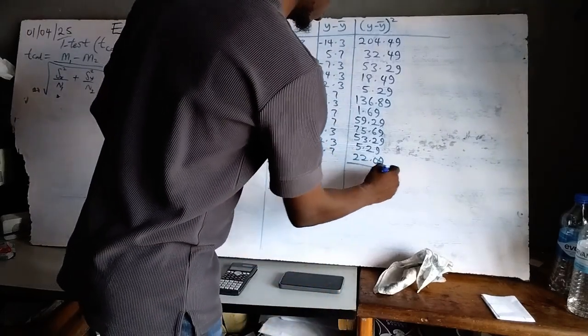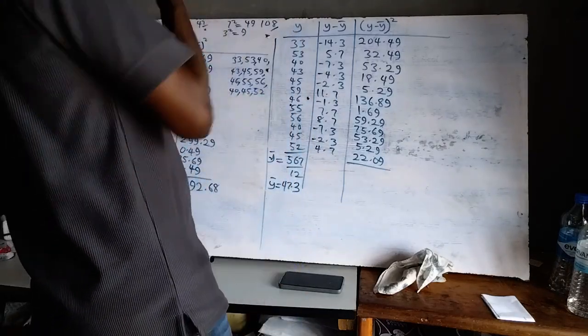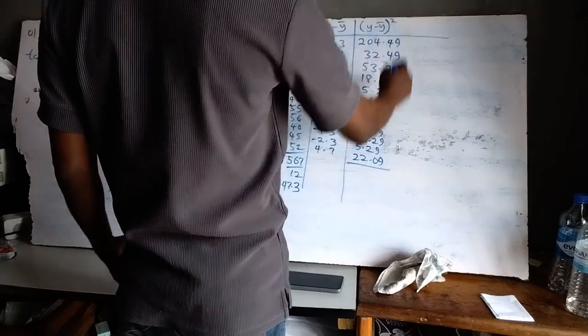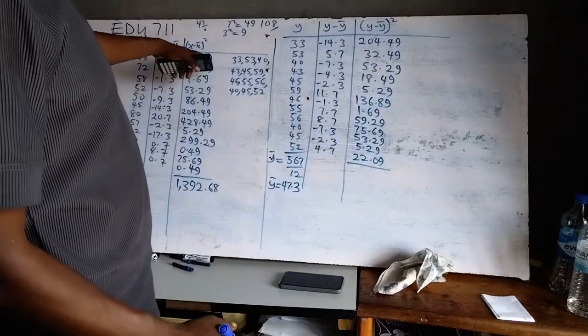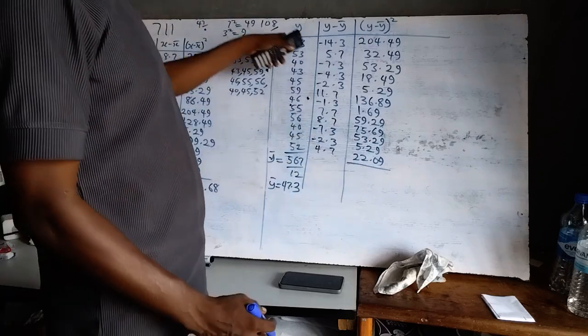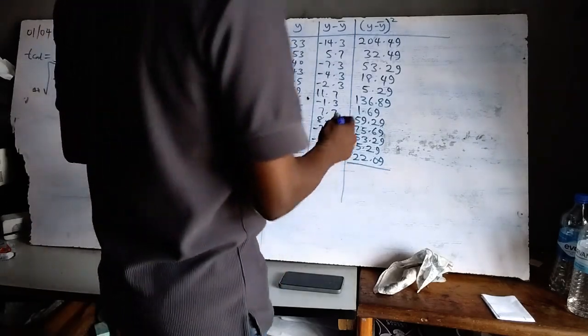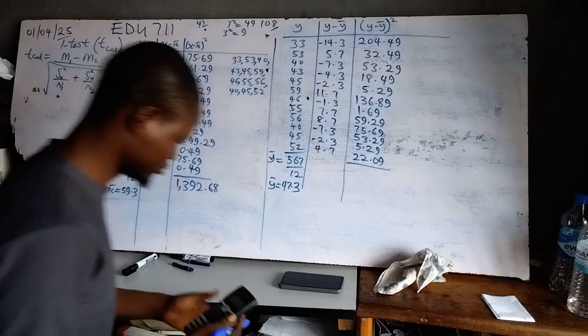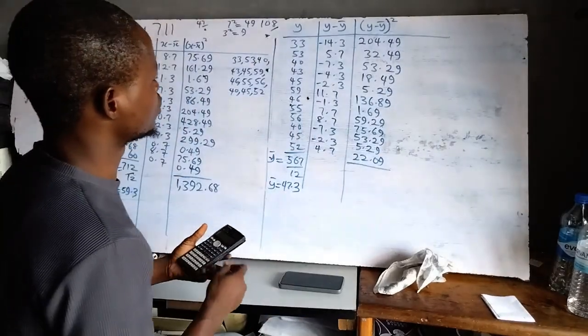So the sum. Again, they all end with 9, and 9 times 12 is 108. So the sum must also end with 8 as the last digit. So let's see. If you don't get 8, then something is wrong somewhere.